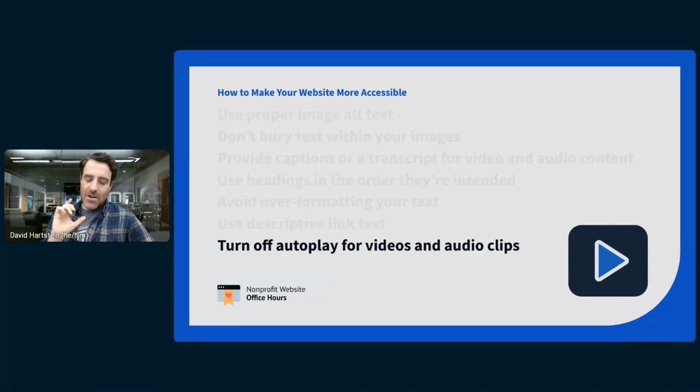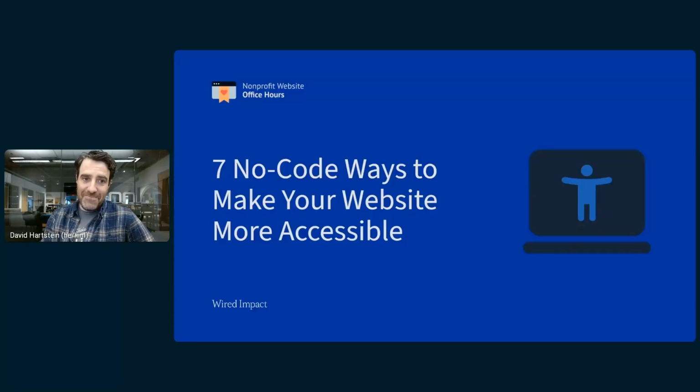So instead, whenever you possibly can, include a way to manually start the videos. Don't autoplay them, turn off that setting, allow visitors to manually play video or audio when they're ready. It's going to provide a much better user experience overall, but especially for folks that are using an assistive device to engage with your content.